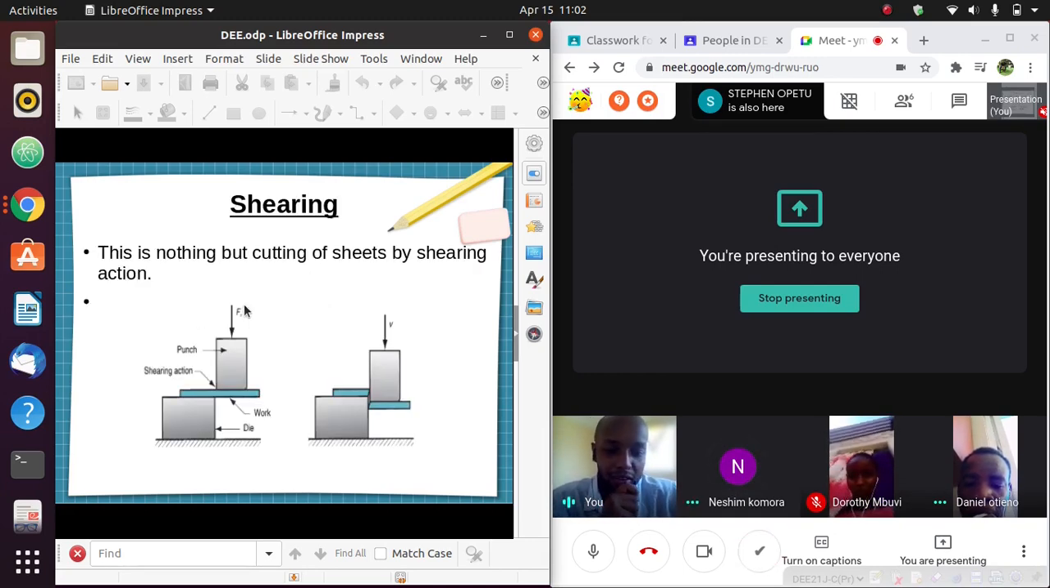Now we have another process ya metal sheet working ambayo inaitwa shearing. Shearing ni ile action ya kukata kama ukitumia makasi. That is the most common way I can explain. The scissors cut, and that is shearing.